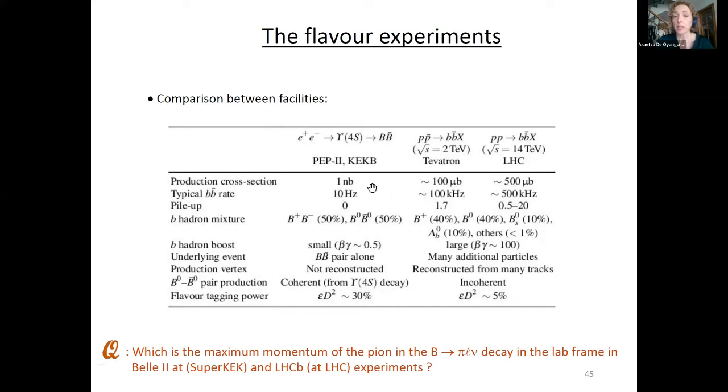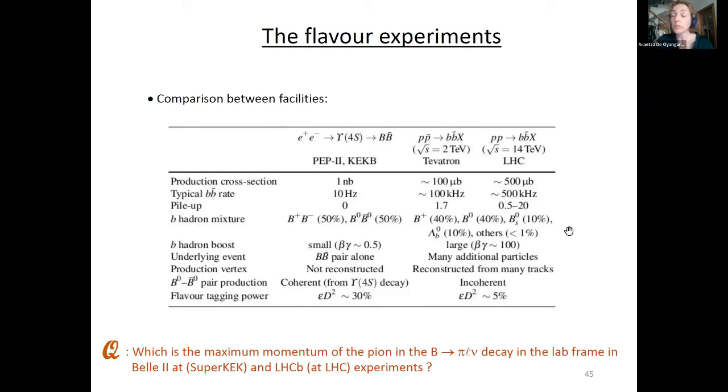Then the kinds of particles that we can have: at the Epsilon 4S energy, you can just have B mesons, neutral and charged, 50% of each one. But in the case, for instance, of proton-proton collisions, you can create other species. So you can create the Lambda B baryon, Cascade B baryons, or even higher mass baryons like the Omega B. So you have some advantage. You can have the Bs meson in the B factories in Belle II.